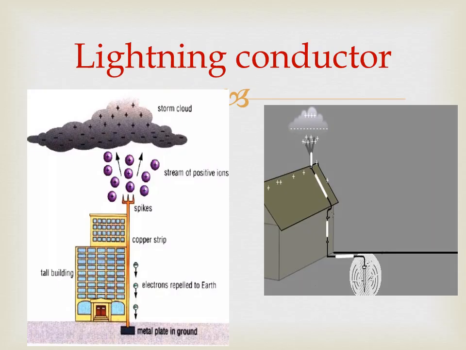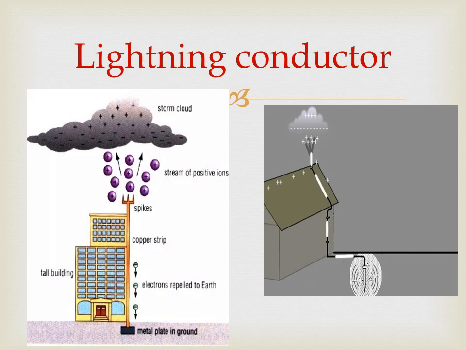Let us learn lightning conductor. The lightning conductor is a device used for protection from a lightning strike. It consists of a long copper strip with one end forked. This end is at the highest part of the building and the other end of the strip is connected to a plate of cast iron.